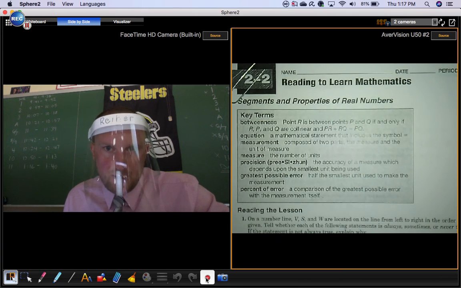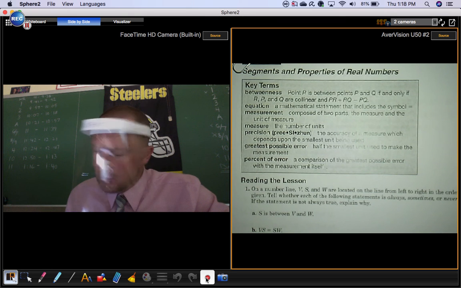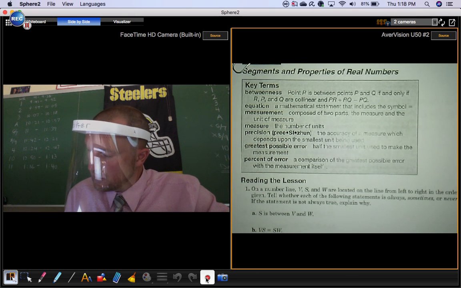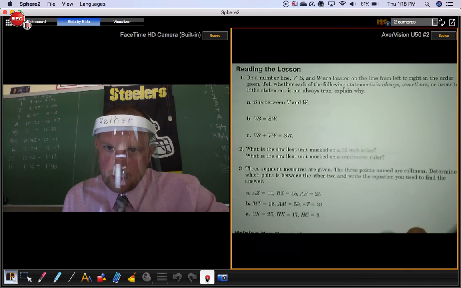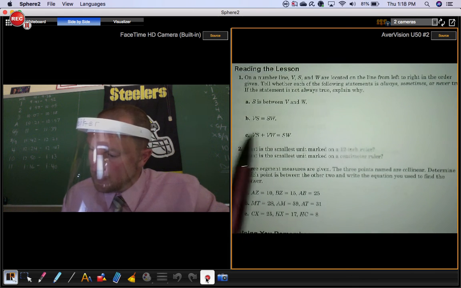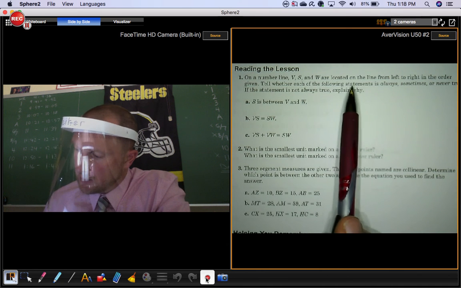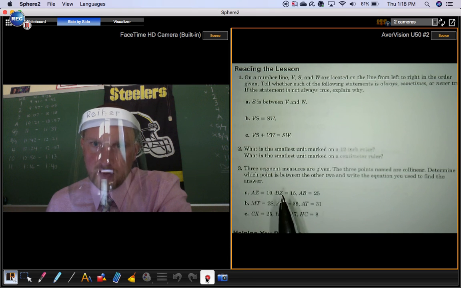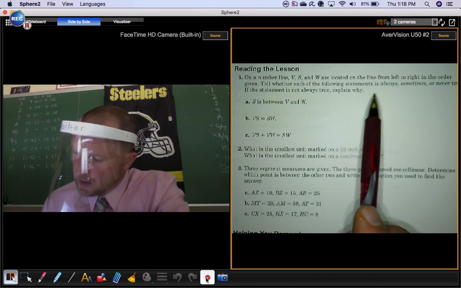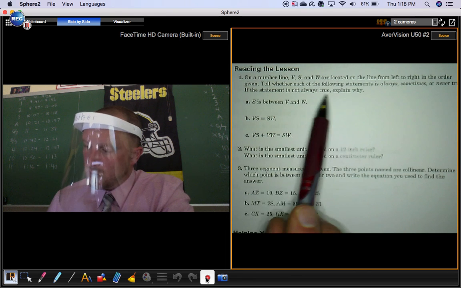This is the Reading to Learn Math page for section 2.2. They give you a lot of key terms up here. For number 1, they tell you on a number line that point V, point S, and point W are located on the line from left to right in that order that's given. Tell whether each of the following statements is always, sometimes, or never true. If the statement is not always true, explain why.